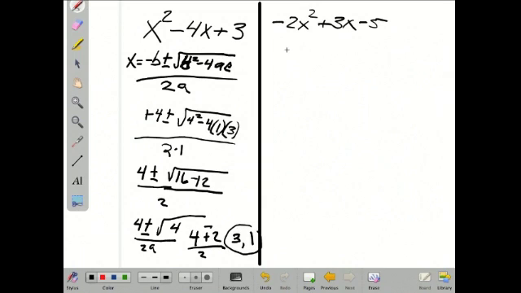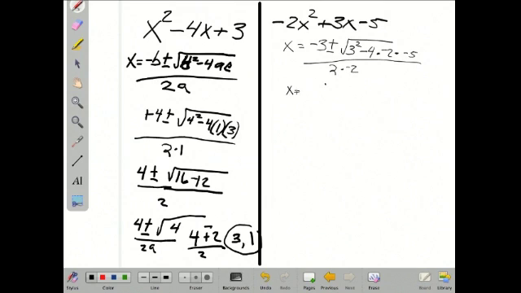Alright, so we'll try it again with a more difficult problem. I'm going to substitute my values. x equals negative 3 plus or minus the square root of, sorry about that, I forgot my b squared. 3 squared, the opposite of b, so b squared, minus 4 times a negative 2 times a negative 5, all over 2 times a negative 2.